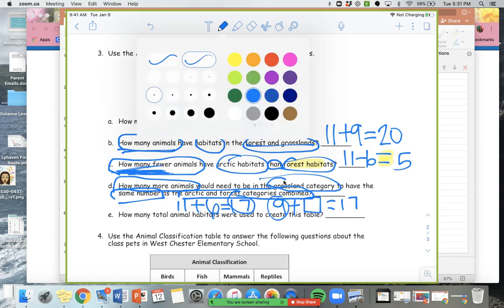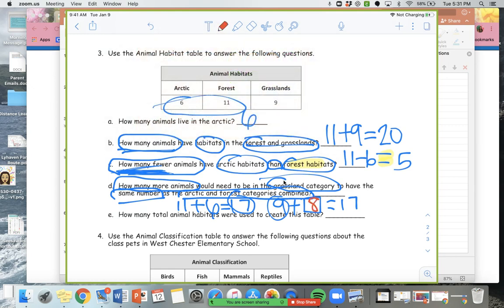let me write in a different color, 8. The answer is 8. Because 11 plus 6 is 17. And if you were to add more to the grasslands, you need 8 more to equal the same as that. Does that make sense? That was a tricky question.